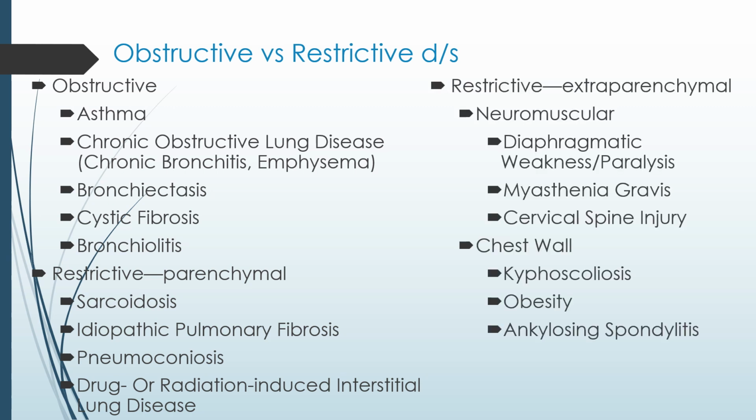And then the restrictive type which is extraparenchymal, the neuromuscular, is diaphragmatic paralysis or weakness. So it will be difficult for the patients to use the diaphragm for respiration. Myasthenia gravis, and then cervical spine injury, and then the chest wall itself in kyphoscoliosis, and then obesity and ankylosing spondylitis. So these are all the extraparenchymal restrictive disorders.